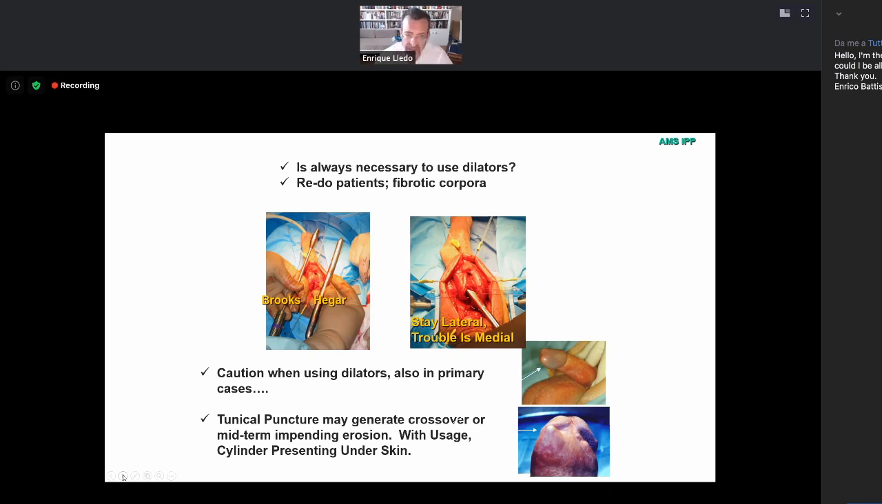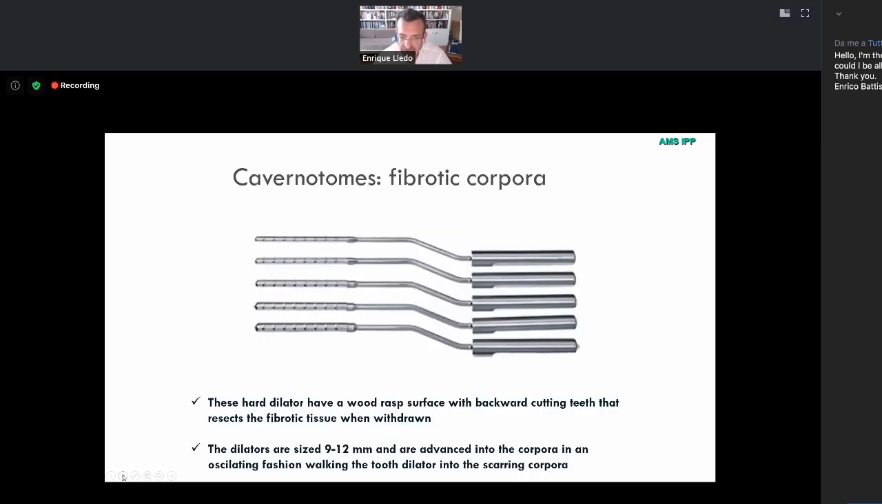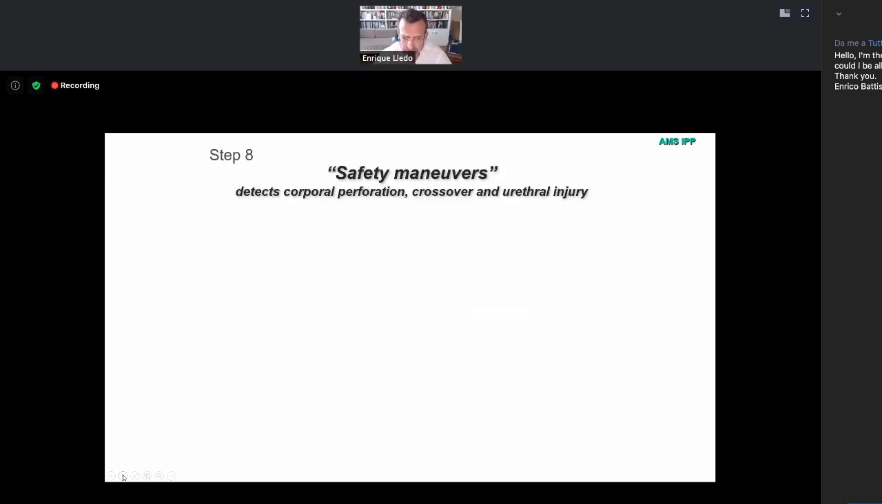Next slide, please. I only use the dilators when I have a really fibrotic patient, and in those cases I use the cavernotomes. In those cases, this is completely necessary and useful. But in most first implant patients, this is obviously not necessary, neither to use the Brooks or Hegar dilators in my practice. Next slide, please. Anyway, you have safety maneuvers.